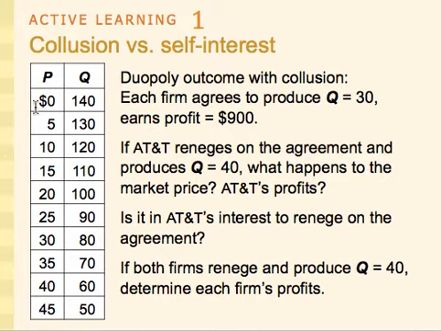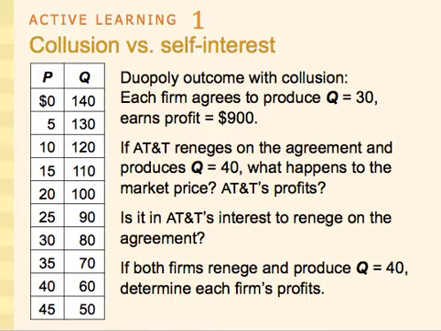So we have our demand schedule here: at price 0, how much we'd want to sell; at price 45, how much we'd want to sell. Naturally, as price goes up, quantity demanded goes down. The duopoly outcome with collusion is as follows. Each firm agrees to produce Q equals 30. Again, they're going to split the market evenly and earn a profit of $900. However, if AT&T reneges on the agreement and produces a quantity of 40 instead of their previously agreed upon 30, what happens to the market price and AT&T's profits?